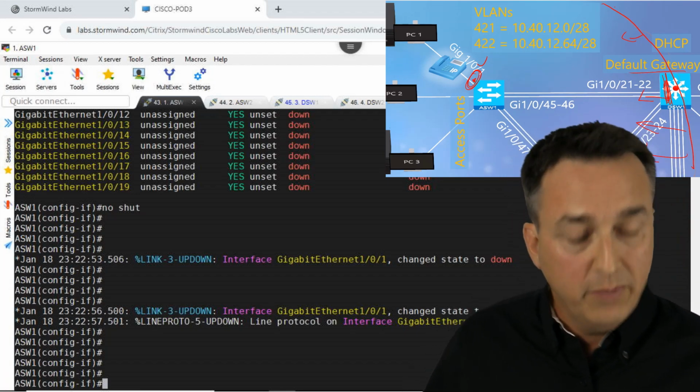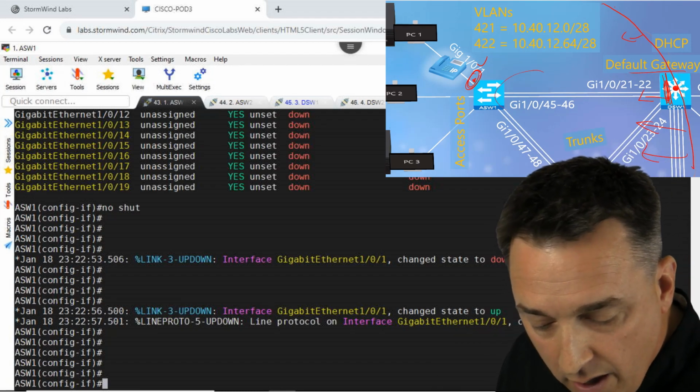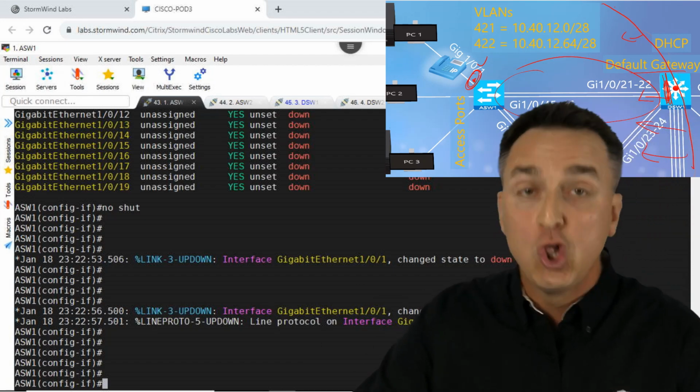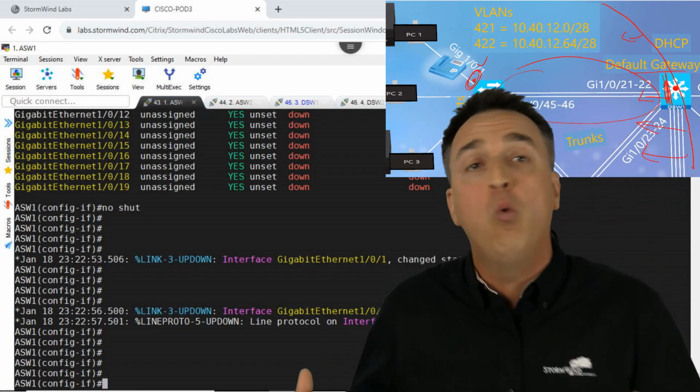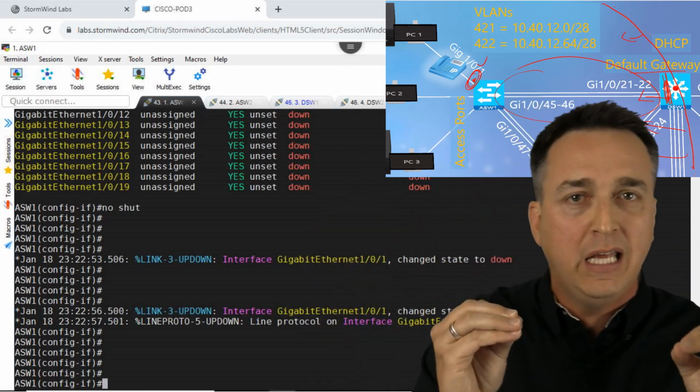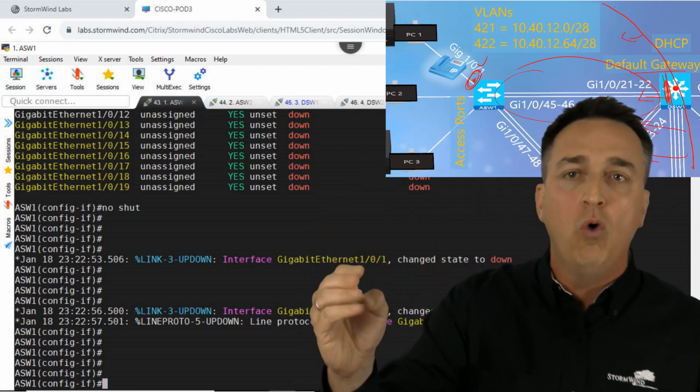Good. Yeah, you know what? Somebody's saying, let's verify our trunks, right? We have trunk links here. We should verify those. Remember, lots of things were broken here. We don't know what was broken. And if we follow the path and think about connectivity here, we need gig 101 up and running.